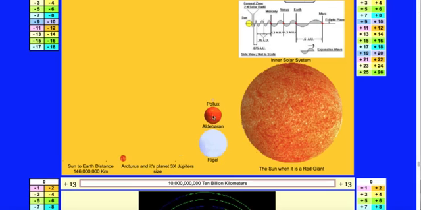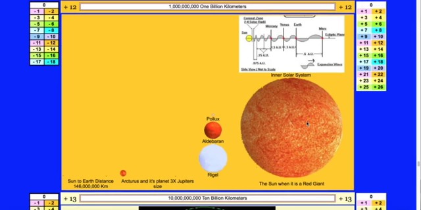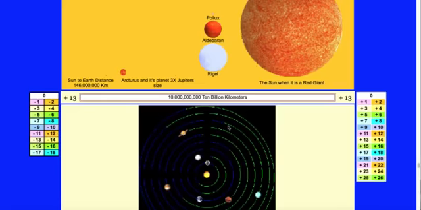So here's some other big stars: Pollux, Aldebaran, Rigel. The sun, when it's a red giant, it's going to get big. Arcturus is a red giant, but not as big as our sun is right now, I guess, because it had already done its red giant, or it hasn't done it yet, or something. Here's our inner solar system size. It's in +12, so it's like 500 million kilometers across, almost, it looks like.